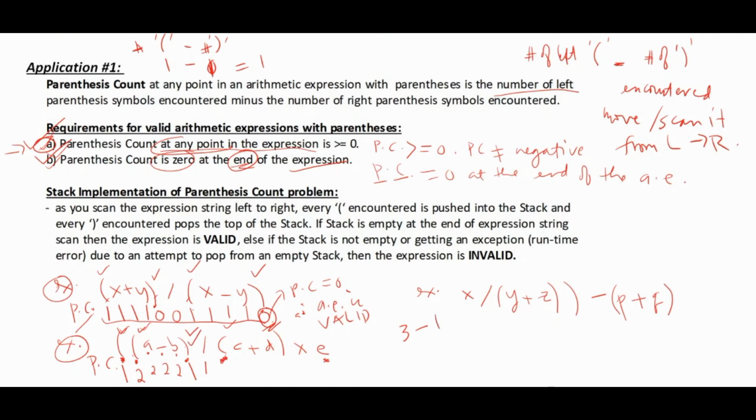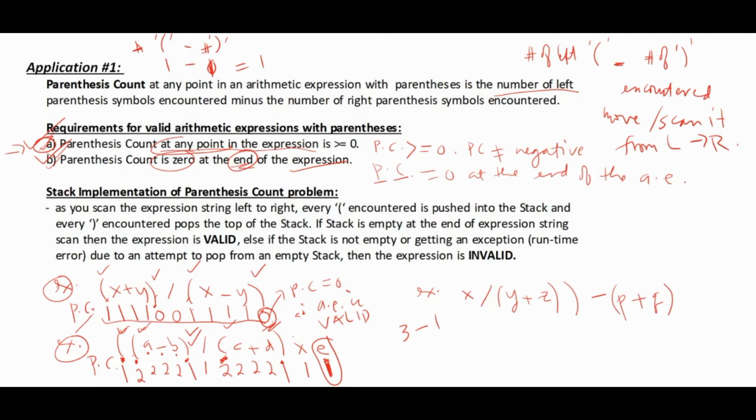So minus 1. So the answer is 2. And this is also 2, 2, 2. And in here, at this point, we have encountered 1, 2, 3 left parentheses, minus we have encountered 1, 2 right parentheses. So 3 minus 2 is 1. And this is also 1, and this is also 1. At the end of the expression, the value of the parenthesis count is 1.